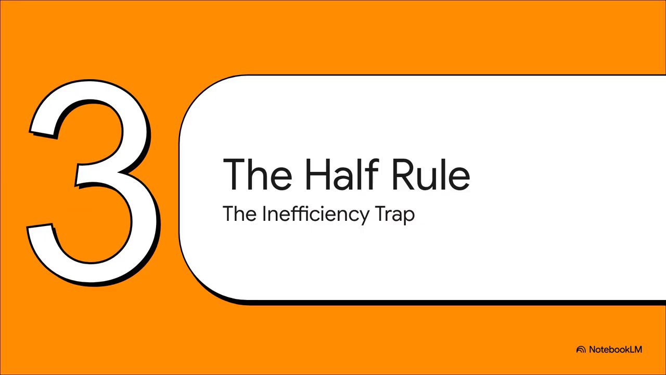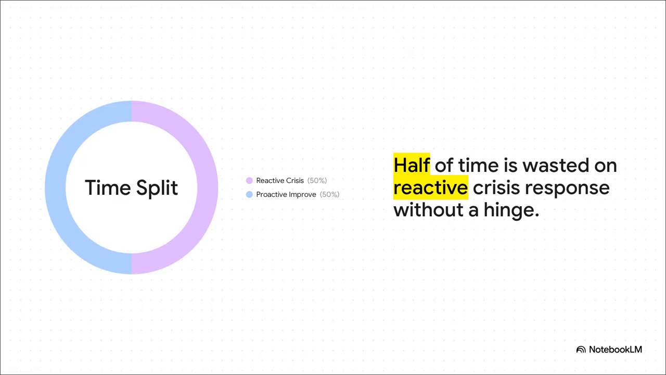Moving on to Section 3, the half rule, which is the inefficiency trap of reactive systems. So how does this lack of a hinge actually play out in day-to-day operations? It creates something we call the half rule. Without structured evaluation and protected time, a staggering 50% of an institution's energy and time is completely wasted on reactive crisis management. We're talking about constantly putting out fires, managing daily chaos, and running exhausted on administrative treadmills.